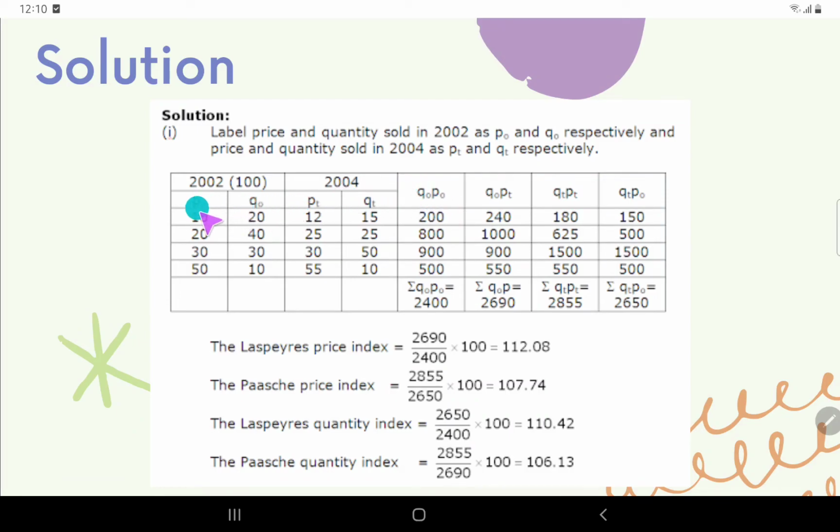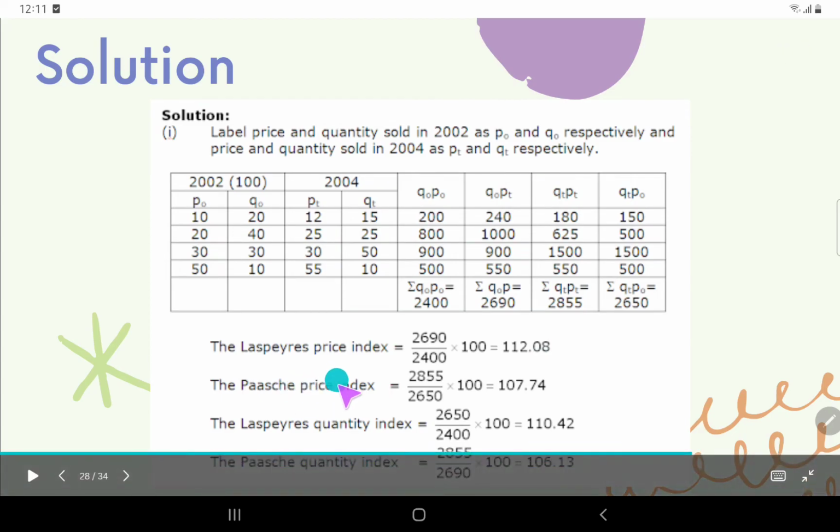Okay, Q0P0 yang ni, ini darab yang ni, dapat ni. Q0Pt, Q0 darab dengan Pt. QtPt, this one darab dengan this one. And QtP0, Qt yang ni darab dengan P0. So dapat yang ni lah. So kita total up semua sekali, cari summation dia. So the Laspeyres price index is Q0Pt, which is 2690, divide by Q0P0, which is 2400, and then multiply with 100. So the answer is 112.08.